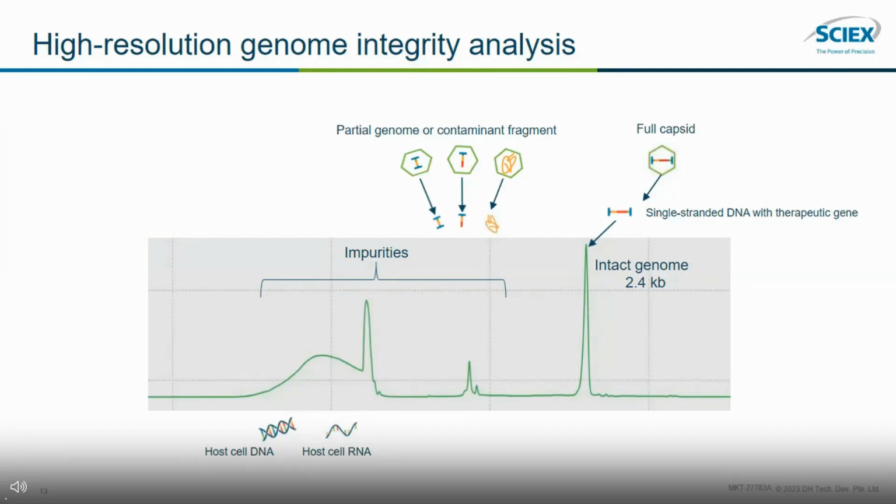On the left side, we see different impurities, like the one on the far left, where we observe species that correlate with host cell DNA and host cell RNA. We also see in the middle, between the small size impurities and intact genome, what may be a partial genome or contaminant fragment. This application shows a very good separation of our intact genome and its impurities, and this workflow can work for multiple serotypes and is serotype independent.